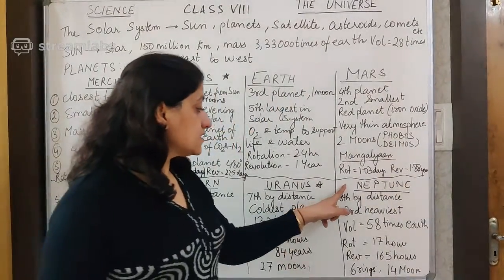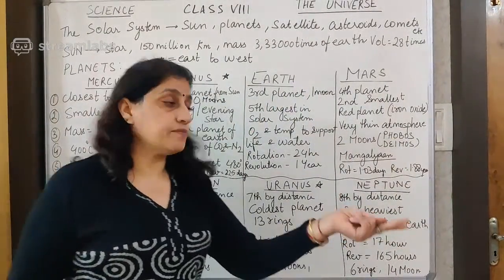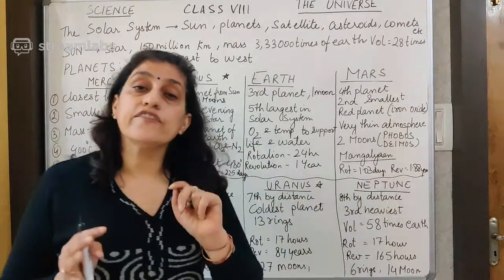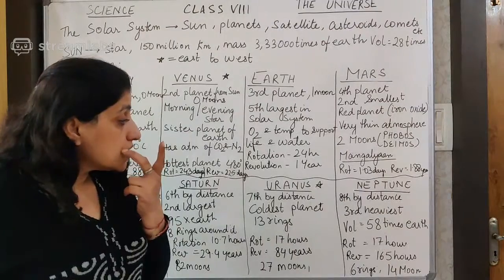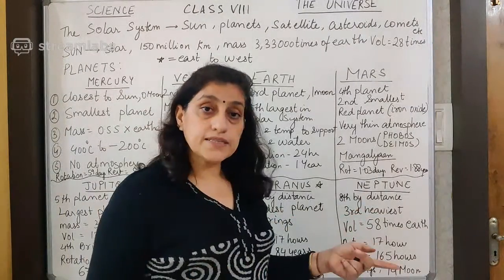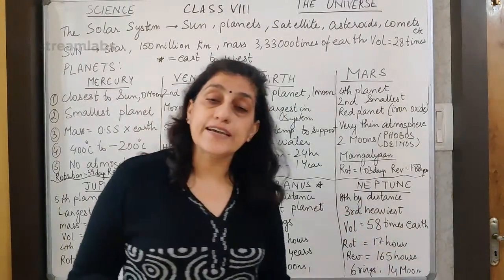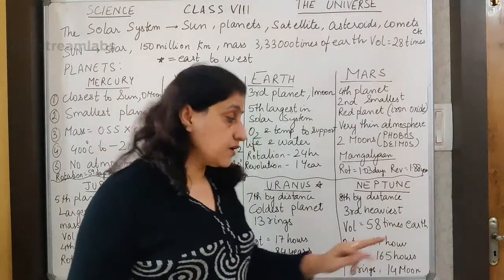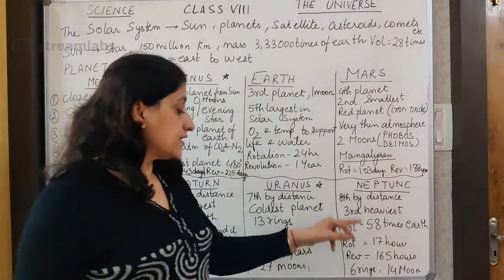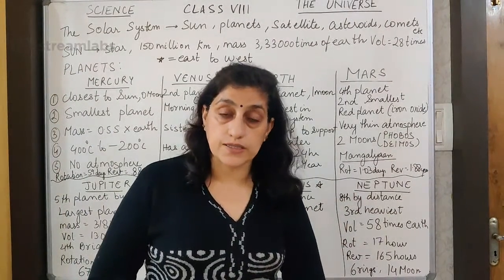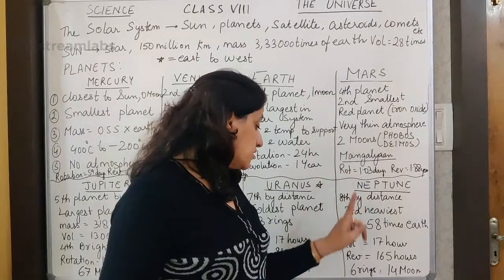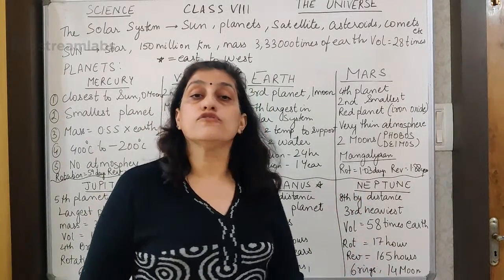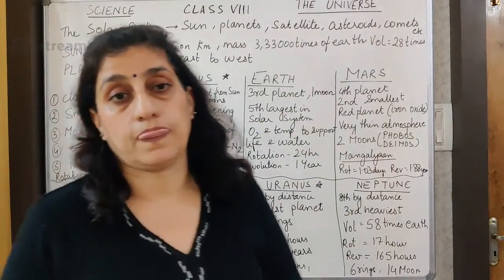Now we come to the last, Neptune. It is the farthest away planet, that is the 8th by distance. It is the 3rd heaviest planet. It is big in size also. It can fit 58 Earths in it. Rotation takes 17 hours and revolution takes 165 years. Okay. This is also a ringed planet, has got 6 rings around it and it has got 14 moons.